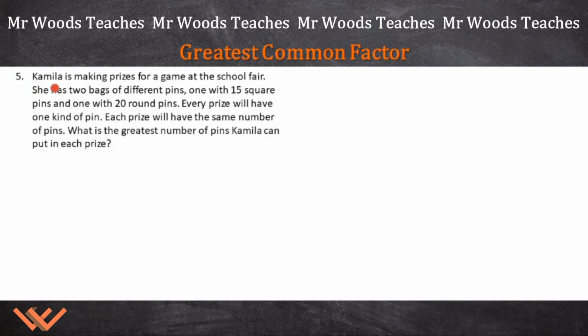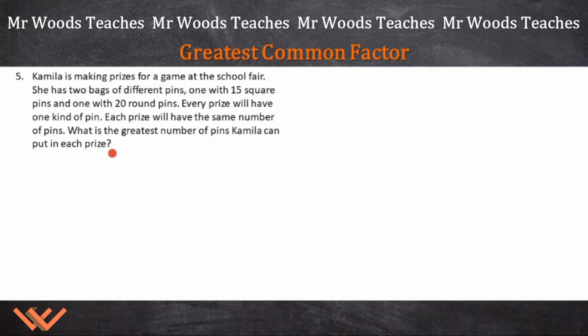Number 5, Camila is making prizes for a game at the school fair. She has 2 bags of different pins, one with 15 square pins and one with 20 round pins. Every prize will have one kind of pin. Each prize will have the same number of pins. What is the greatest number of pins Camila can put in each prize?